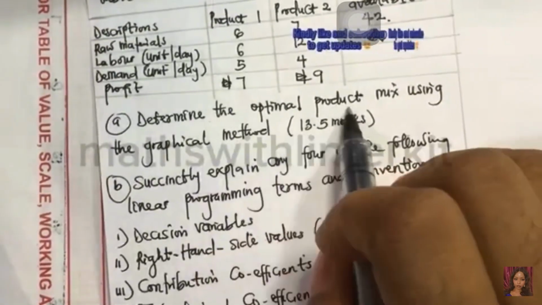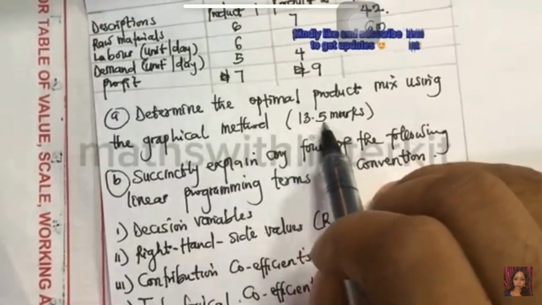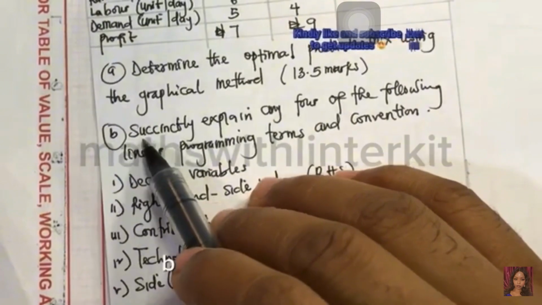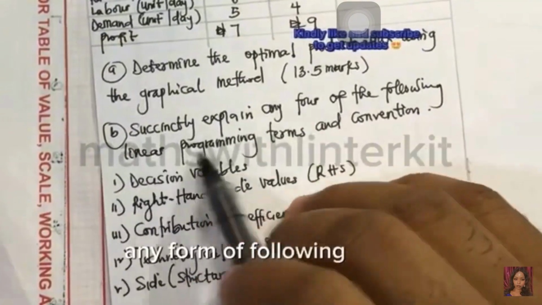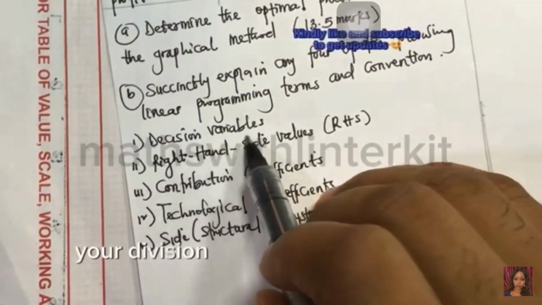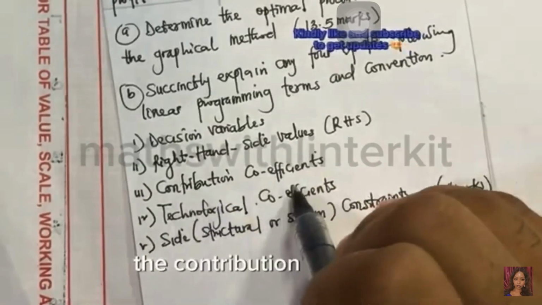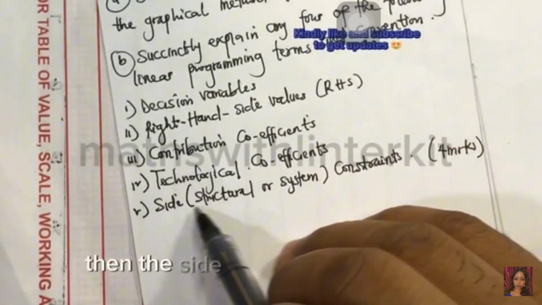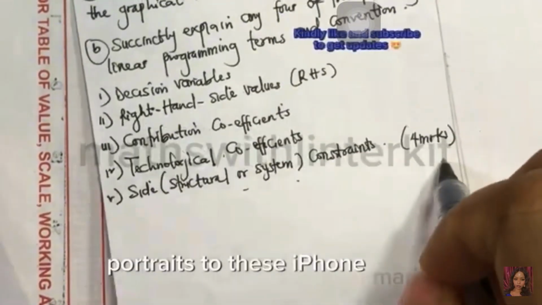A. Determine the optimal product mix using the graphical method, 13.5 marks. B. Succinctly explain any from the following linear programming terms or conventions: the decision variable, right hand side variable, the contribution coefficient, technological coefficient, then the slack or structure or system constraints. So these are 4 marks.